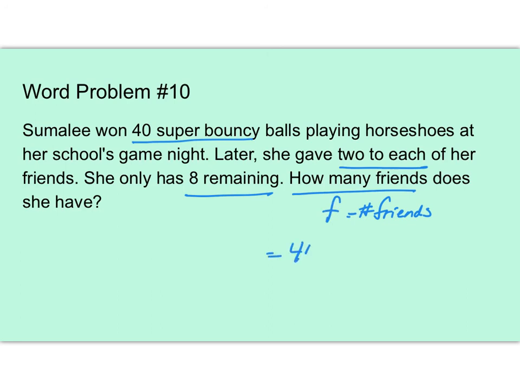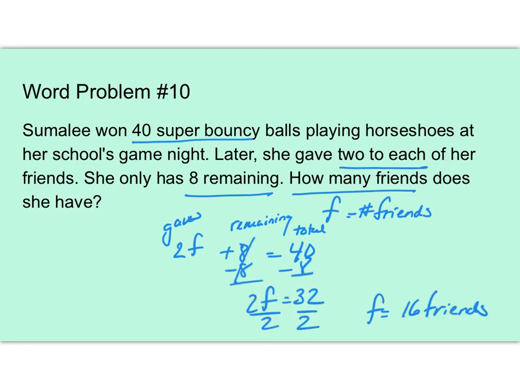So she started out with 40 bouncy balls. That's her total. Let's look at what she did with them. She has 8 remaining. And she gave some to her friends. She gave 2 balls to each of her friends. Now we just solved the two-step equation. All right, once we solve the two-step equation, she has 16 friends.